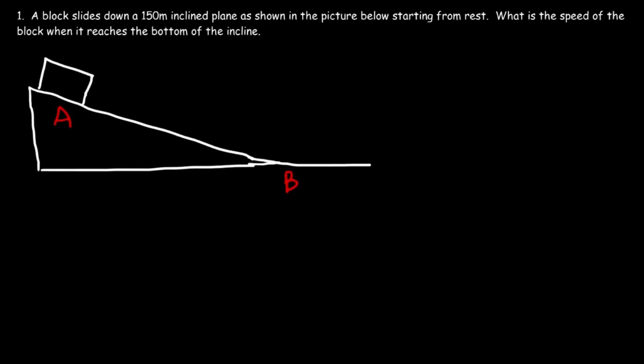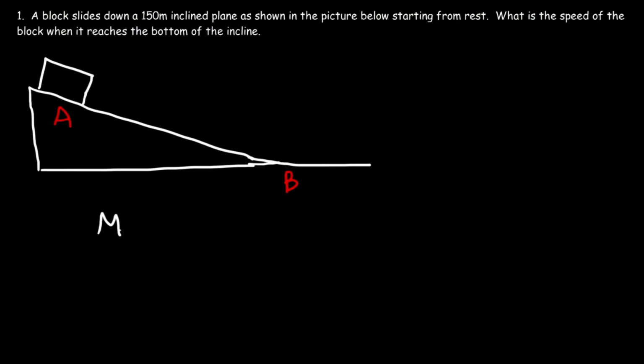Let's work on this problem. A block slides down a 150-meter inclined plane as shown in the picture below, starting from rest. What is the speed of the block when it reaches the bottom of the incline? So we're going to use conservation of energy to solve this problem.